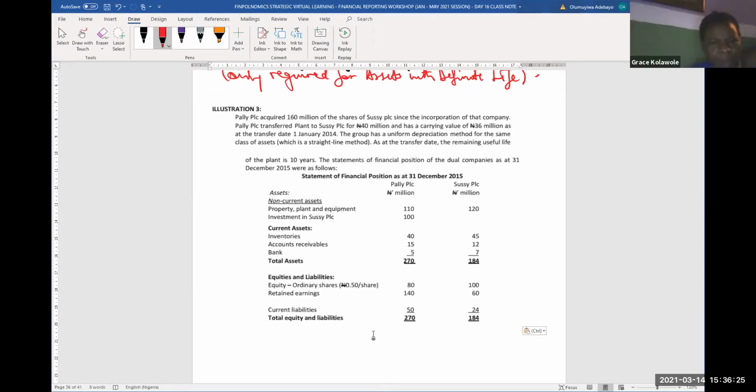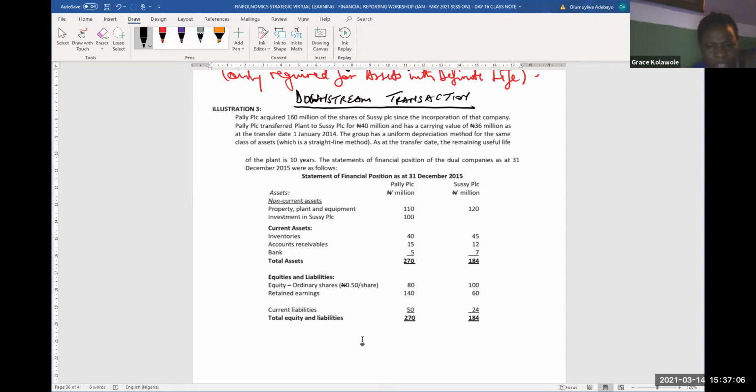Illustration 3. Pali PLC acquired 160 million of the shares of Suzy PLC since the incorporation of that company. Pali PLC transferred plant to Suzy PLC for 40 million naira, with a carrying value of 36 million as at the transfer date, 1st January 2014. The group has a uniform depreciation method for the same class of asset, which is the straight line method. As at the transfer date, the remaining useful life of the plant is 10 years.